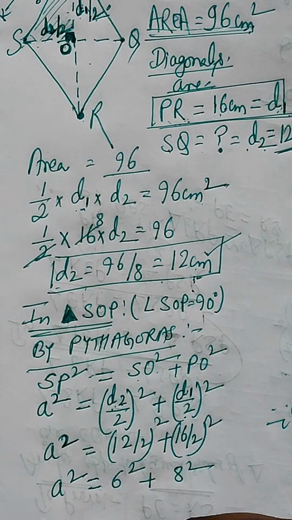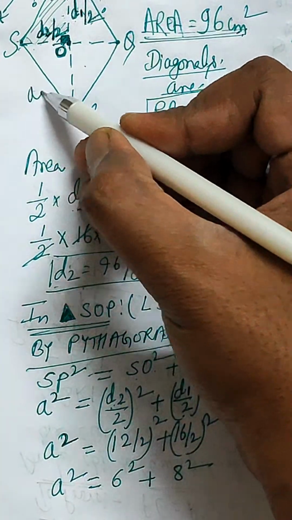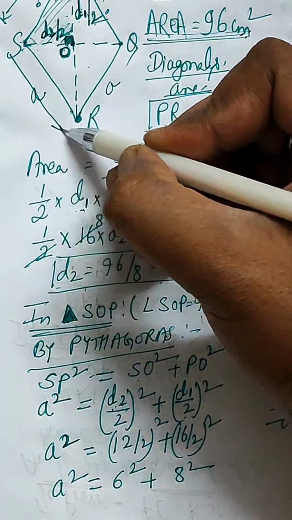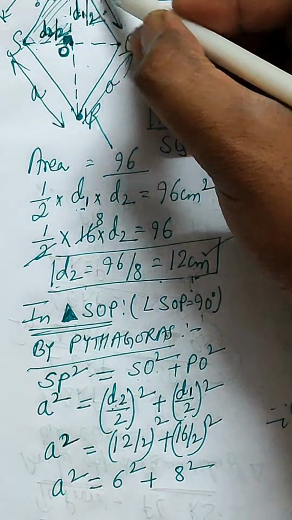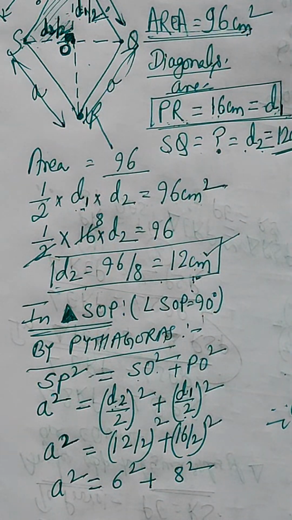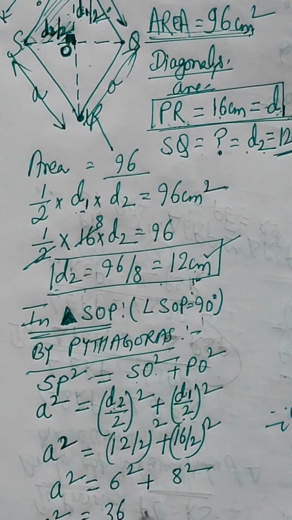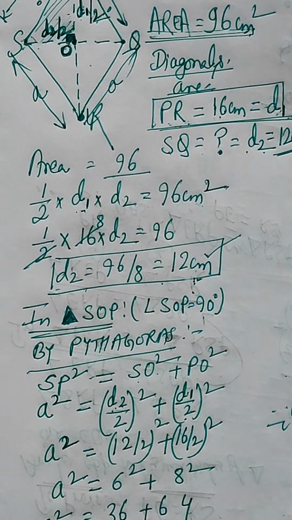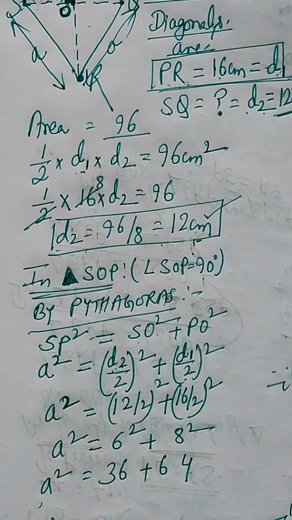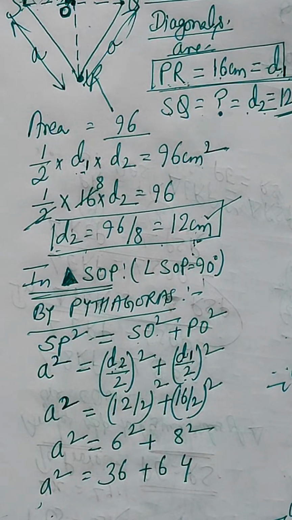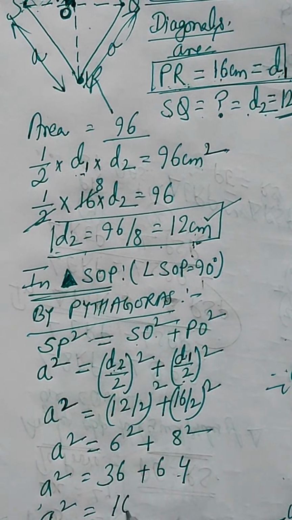That is the side of the rhombus. When you find the value of A, you will get the side of this rhombus. This is A, this is A. All these lengths are A, because all sides of a rhombus are equal. Now A square can be written as 36 plus 64, because 6 square is 36 and 8 square is 64. So A square is 36 plus 64, that is 100.